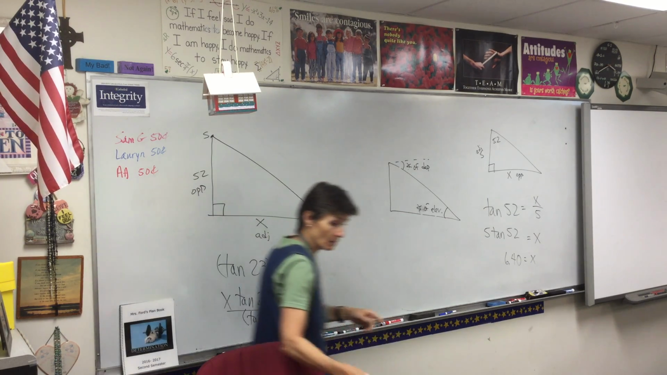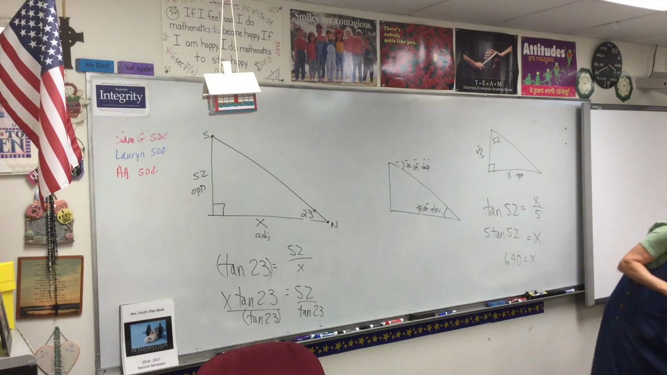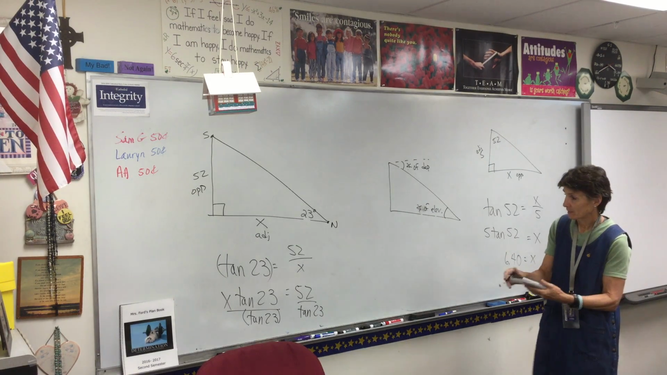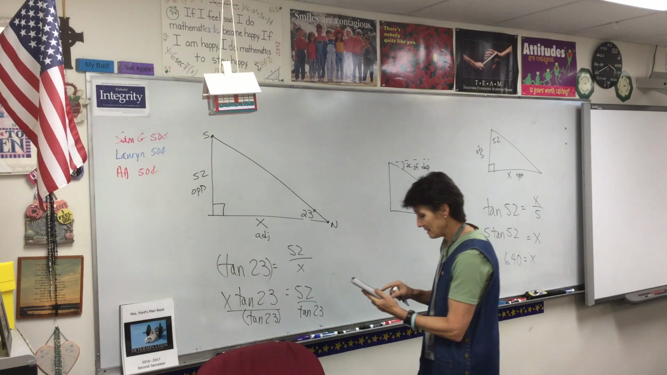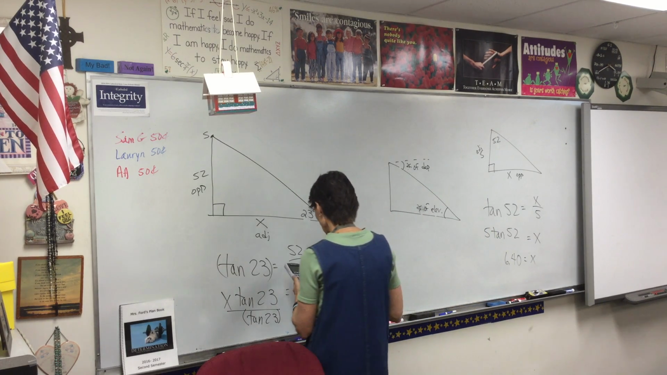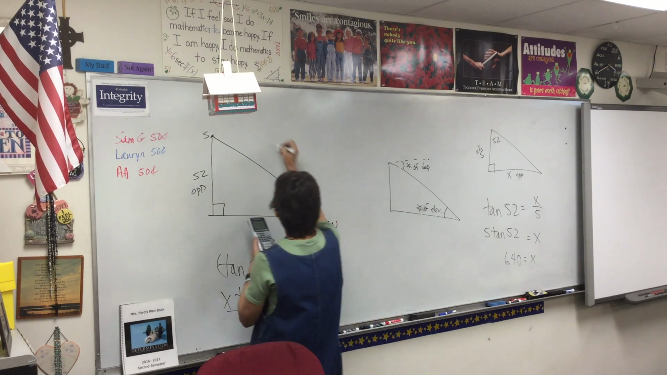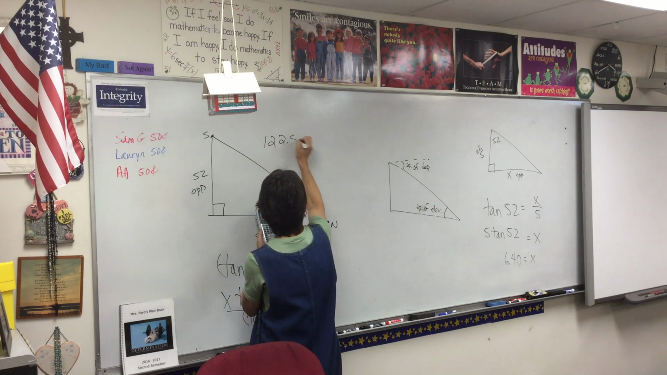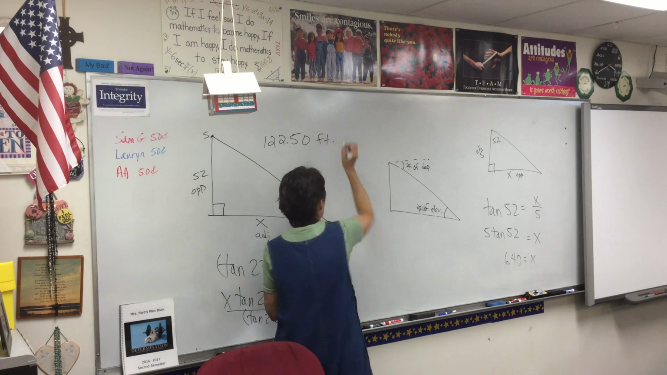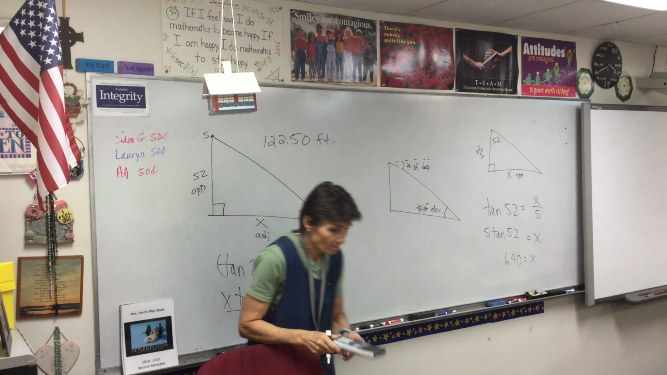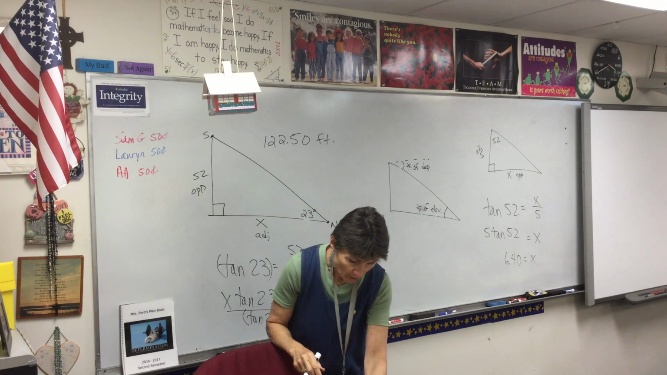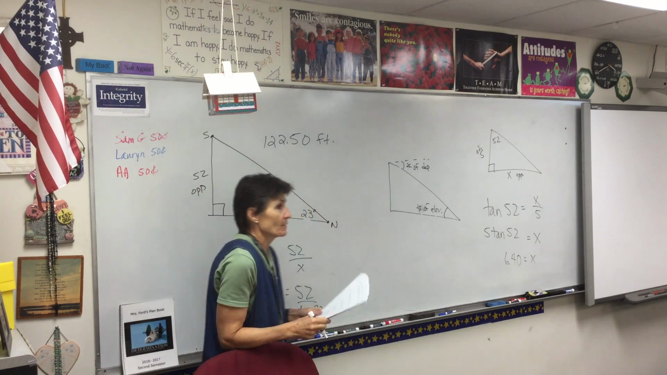So, type it in on the calculator and we will know the answer to the question. 52 divided by tan 23, I got 122.50 feet. Remember, it's a word problem, so we always label our answers in a word problem.